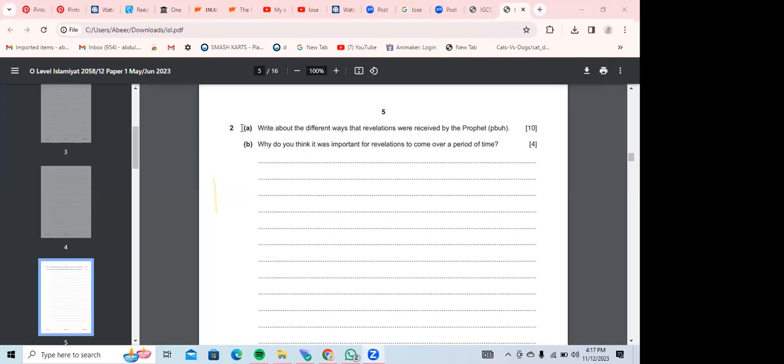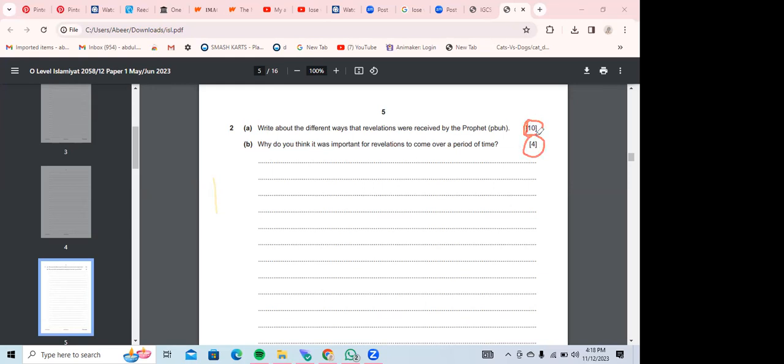The second question is compulsory. You cannot miss this question. It asks you to write about the different ways that revelation was received by the Prophet, peace be upon him. That is 10 marks. The second part asks why you think it was important for the revelation to come over a period of time. This is question 4.